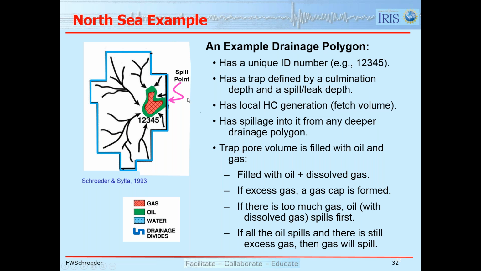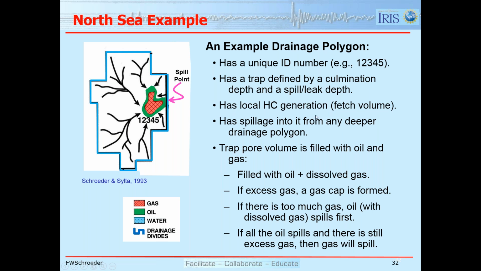So I have an example here from the North Sea. This is work I did with a gentleman named Oyvind Silta back in the early 90s. The blue here is the drainage polygon. We used maps, and the maps were gridded, and so that's why it's a rectilinear shape. 1, 2, 3, 4, 5 is the trap identification number. Each drainage polygon has a culmination, a high point. It also has a spill or a leak point.